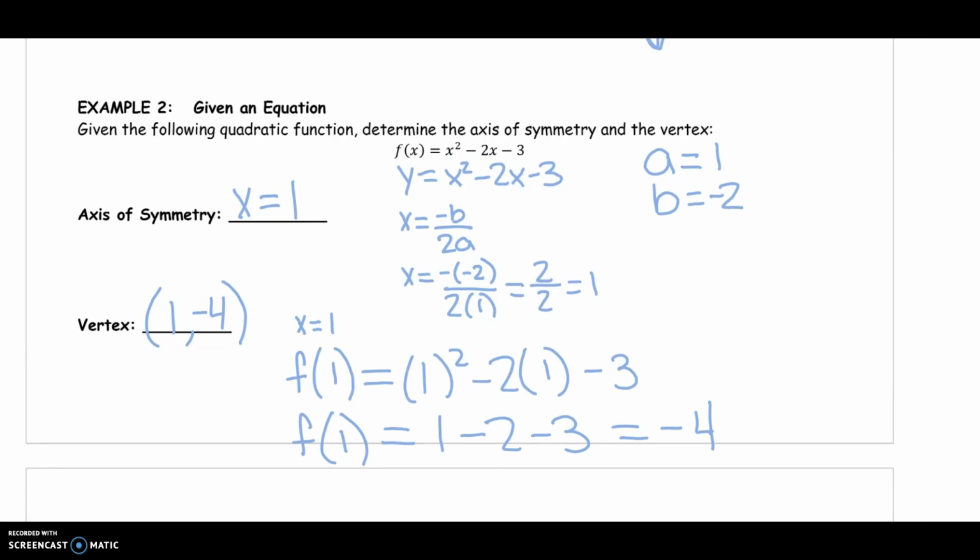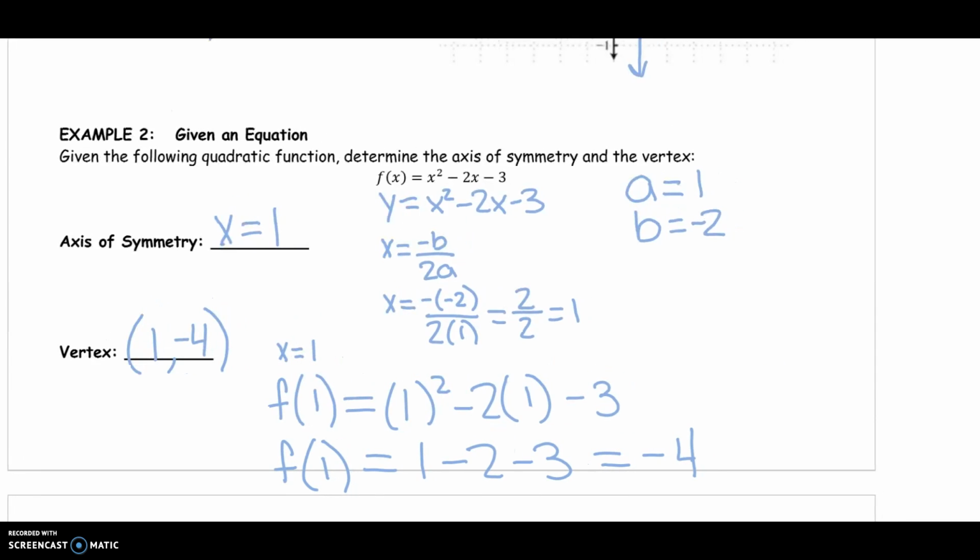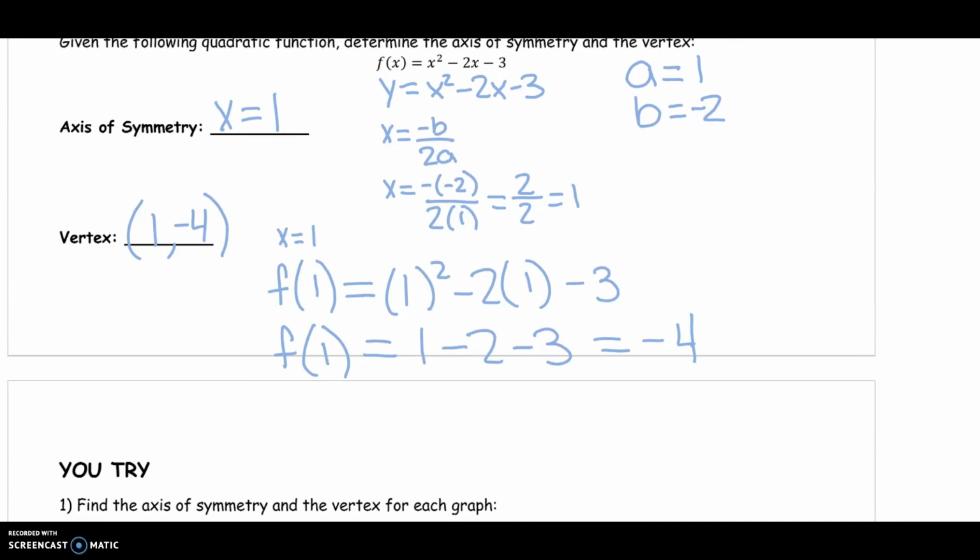Now keep in mind, if your x value is negative when you're substituting, remember to put the number in parentheses, especially for this exponent, and definitely when you plug into your calculator. Also, your axis of symmetry doesn't have to be a whole number. It could be a fraction. That just means that the vertex doesn't occur when x is a whole number. It occurs at a decimal value, and that's totally fine. Now go ahead and try the you-try problems on your own.